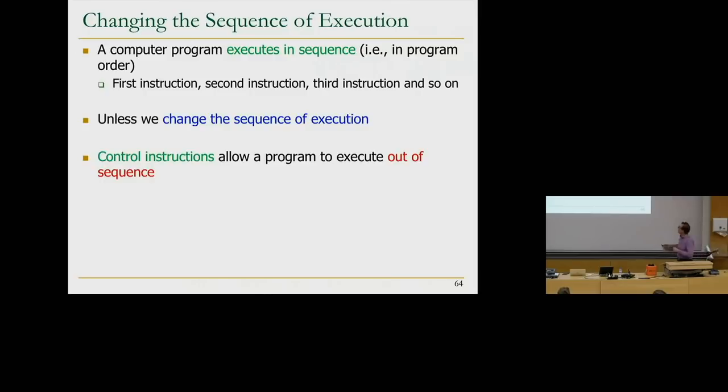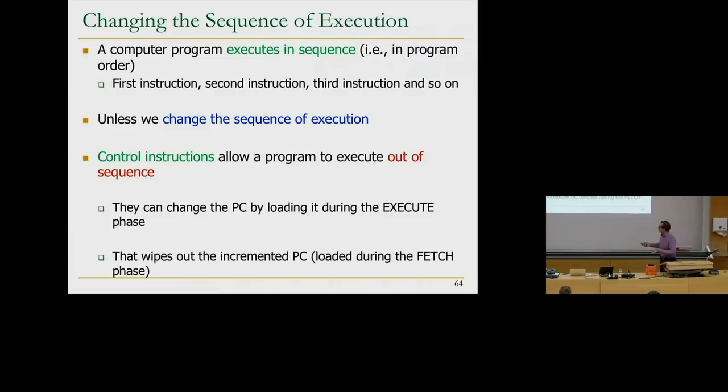So control instructions allow a program to execute out of sequence, and this is useful if you have an if-then-else construct, for example. So what do these control instructions do? They can change the program counter by loading it during the execute phase. What this does is wipe out the incremented PC, because in the fetch phase, we incremented the PC, assuming that we're going to the next instruction. But in the decode phase, we figured out the control instruction is going to change the program counter. In the evaluate address stage, that instruction evaluated the address that should be loaded onto the PC. In the execute stage, they can load the PC with the address that they evaluated.